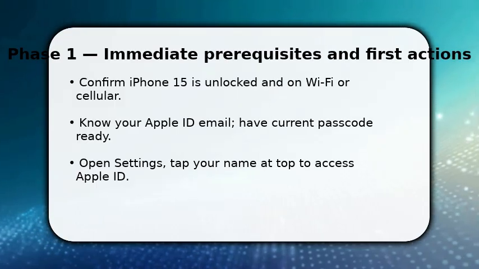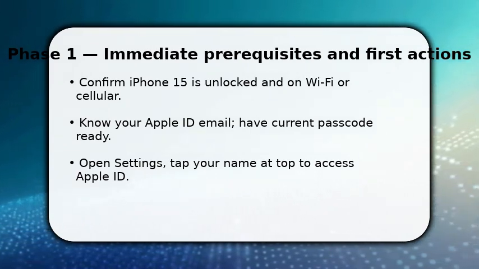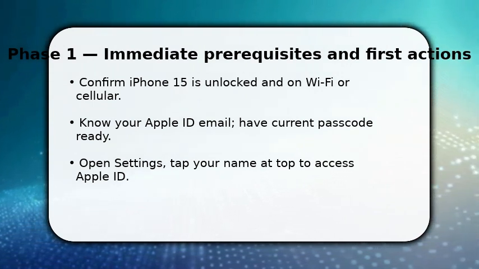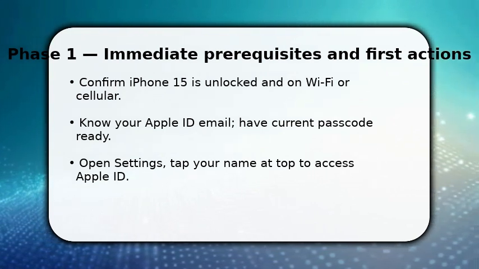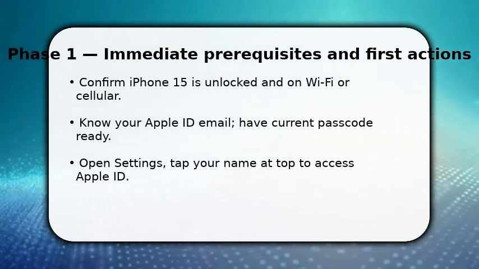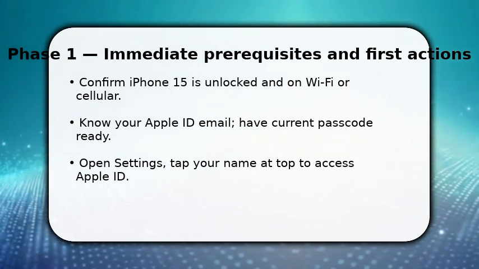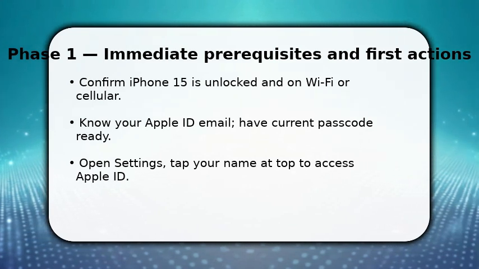You start by making sure your iPhone 15 is unlocked and connected to the internet. This avoids delays. Once done, open Settings and tap your name at the top to enter Apple ID. You need your device passcode to proceed, so keep it handy. It verifies it's you. This step begins the security flow and links changes to your account. Don't pause, move directly into account settings so you don't get signed out or blocked by extra verification prompts.